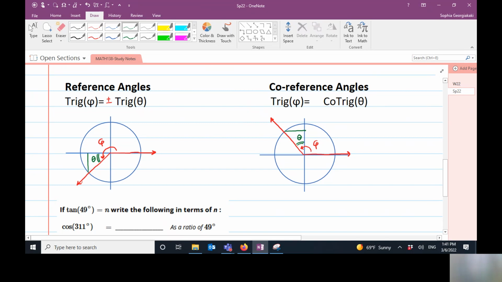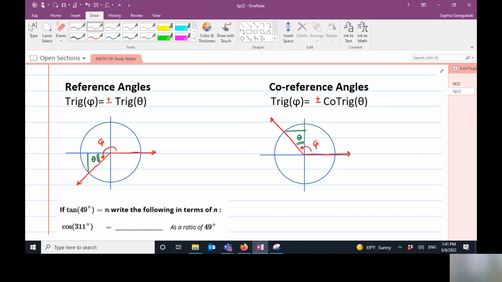So the co-reference angles have their cofunctions equal to each other. Again, depending on the quadrant that your angle phi is in, you are going to choose a plus or a minus for the cofunction of theta. Remember that theta is an acute angle, meaning it's in quadrant 1. Therefore, all its trigonometric functions are positive. But in this particular case, phi has positive sine, negative cosine, negative tangent, positive cosecant, negative secant, negative cotangent.